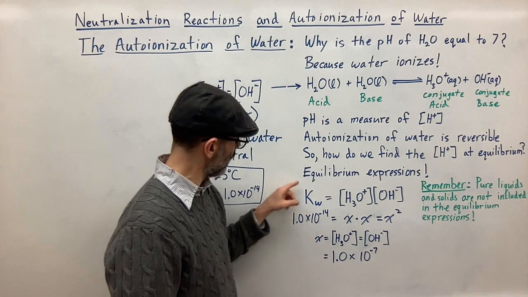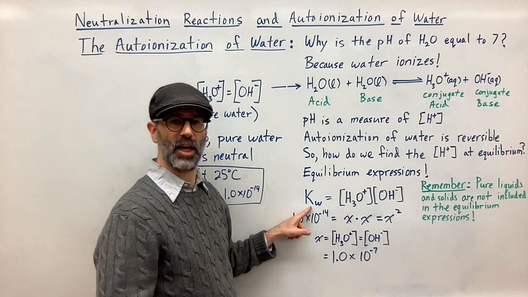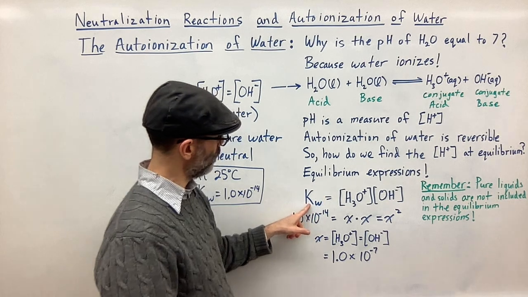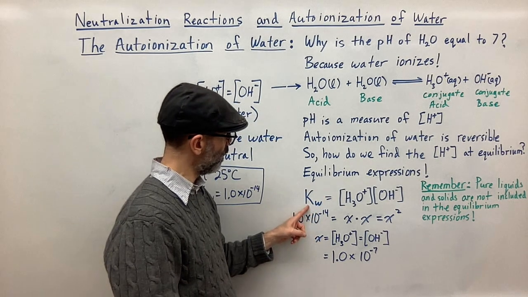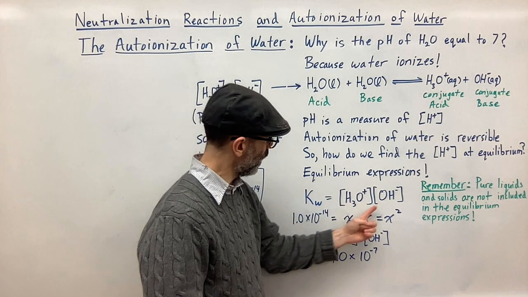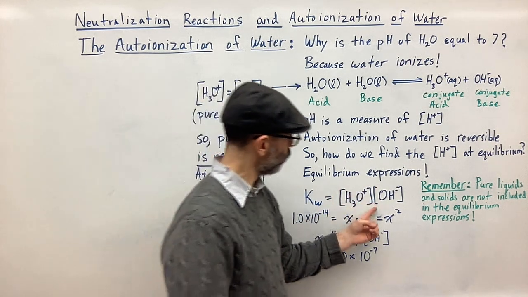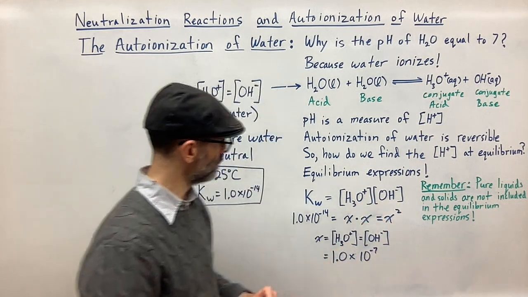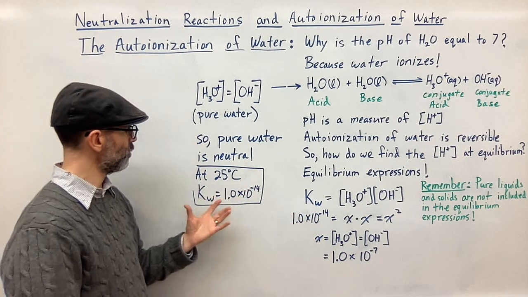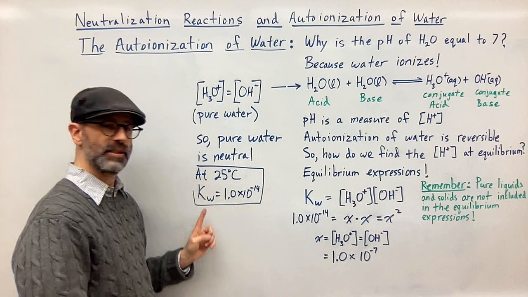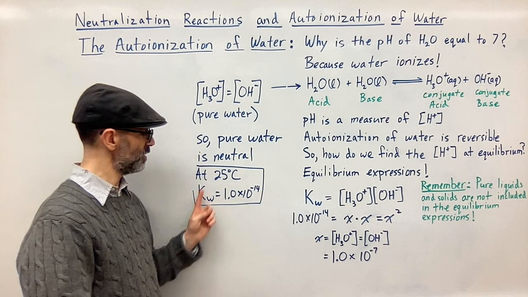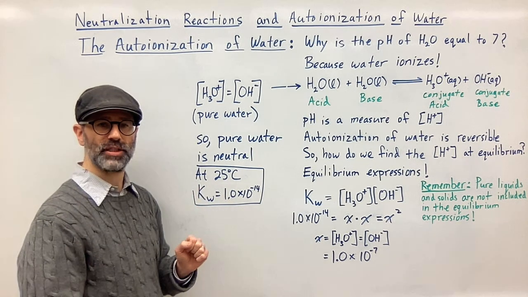So then the equilibrium constant that we are going to call Kw, since this is the autoionization of water, that's going to be equal to the concentration of H3O plus multiplied by the concentration of OH minus. And so this is our equilibrium expression. And we want to remember that at 25 degrees Celsius, Kw is equal to 1.0 times 10 to the negative 14. So this is our equilibrium constant at 25 degrees Celsius.